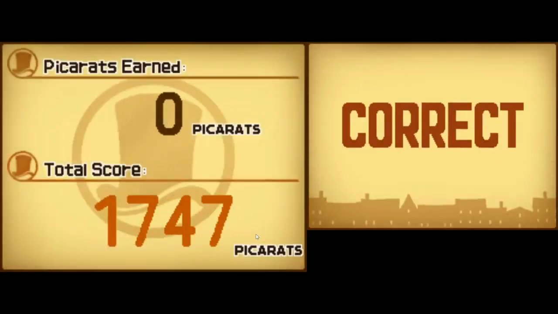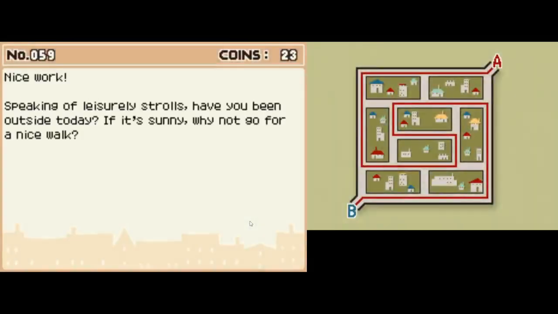Critical thinking is the key to success. Nice work. Speaking of leisurely strolls, have you been outside today? If it's sunny, why not go for a nice walk? Actually, that's good advice. No, seriously, that is good advice. All right, but anyways, let's just continue on here.